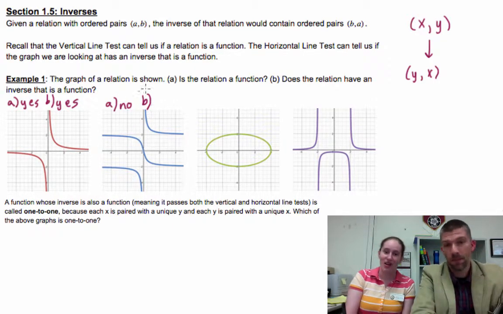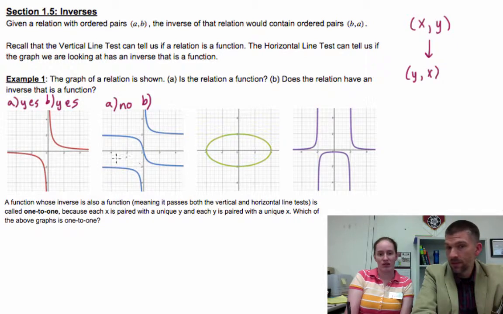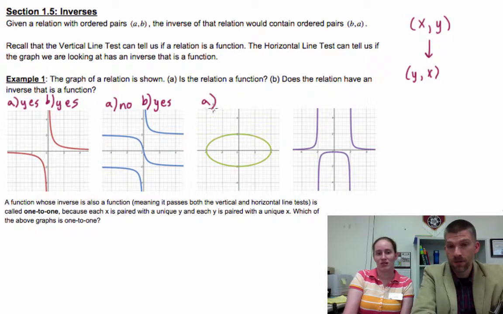Always prepare. Part B, does the relation have an inverse that's a function? So horizontal line test. I'm going to go with a yes on this one. I think the inverse is a function. So the relation itself may not be a function, but the inverse of it is.